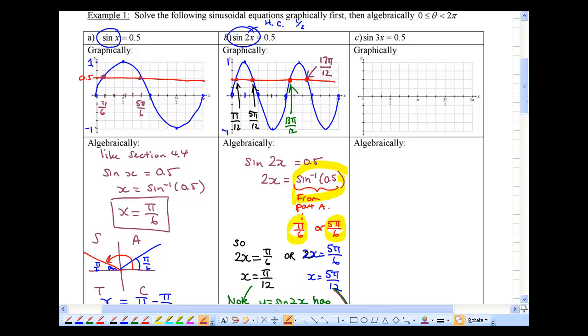Alright. Part C is very similar to part B, so I'm going to ask you to try it out on your own. I'll still do it. I'll just be really quiet.